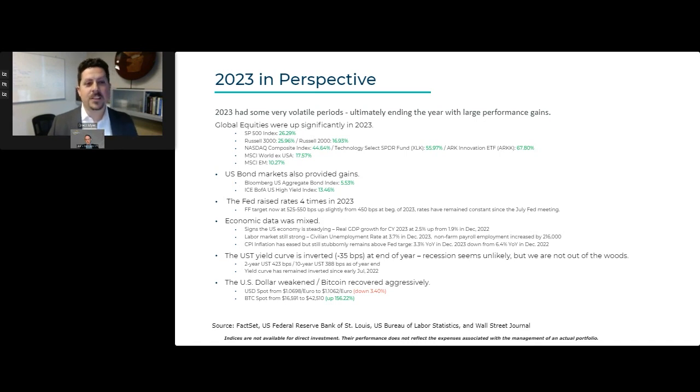The short-term rates are still very high. Now that inflation's come down so much, the Fed should be able to proverbially take their foot off the gas, and that should help with the soft landing if we continue to see that as the base case, or the markets do. So that's what's kind of in store going forward.